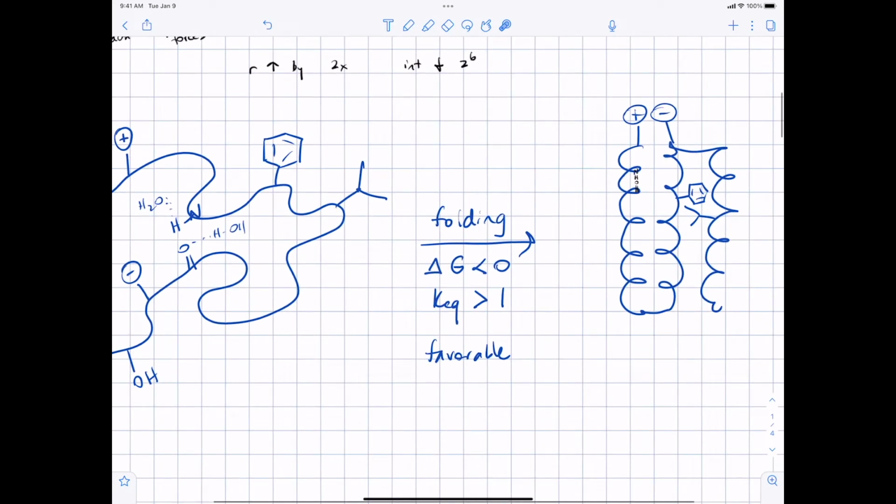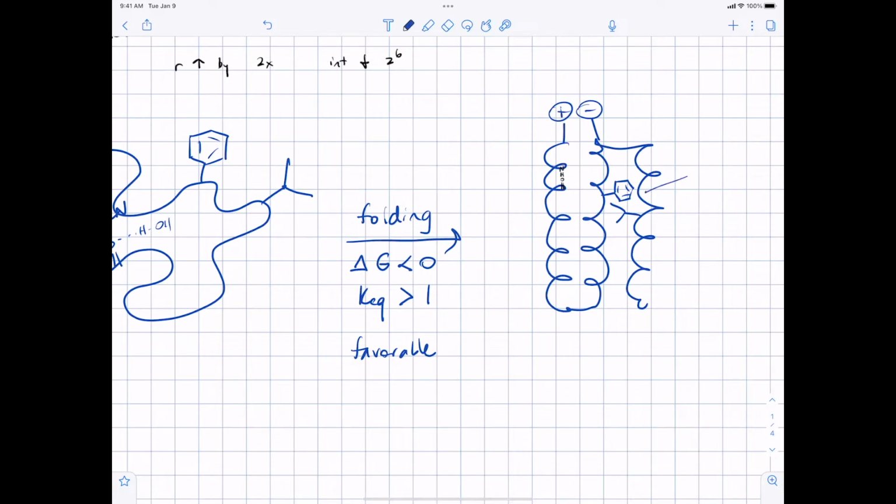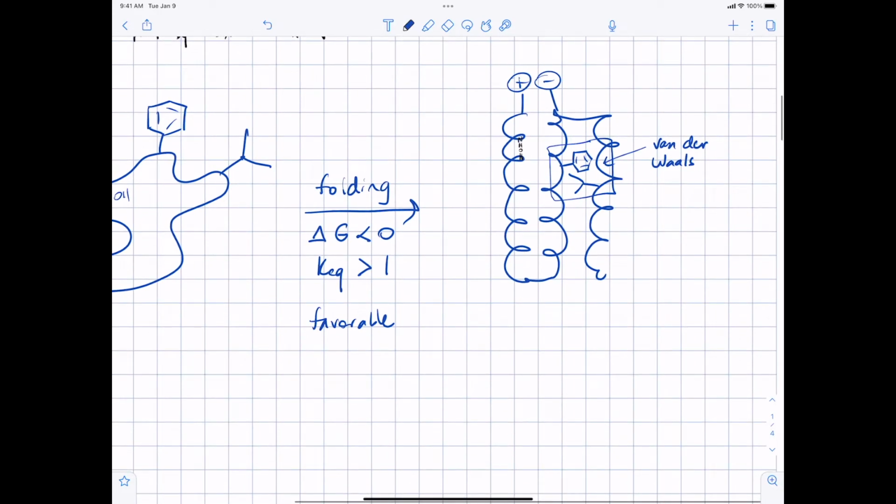The other thing it's tempting to say is that the van der Waals interactions between non-polar groups in the protein are strong and drive protein folding.